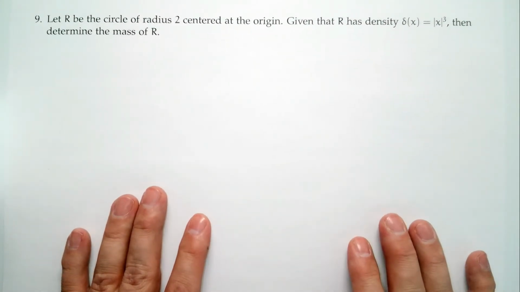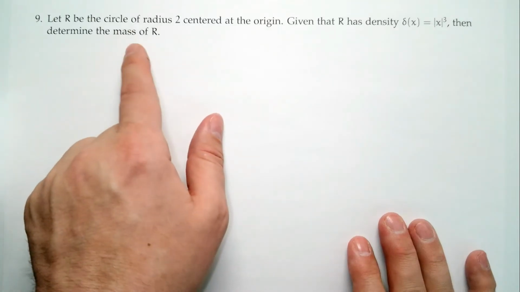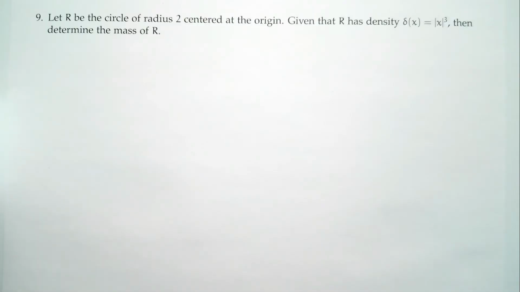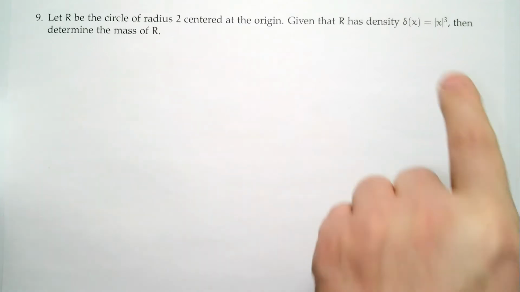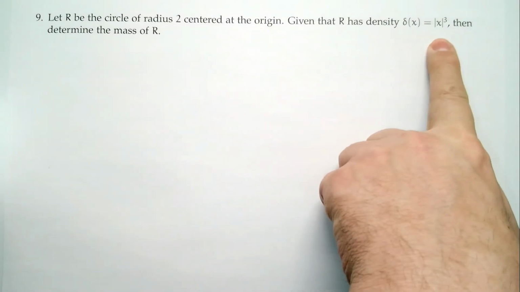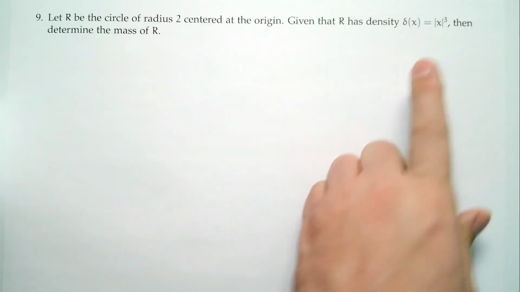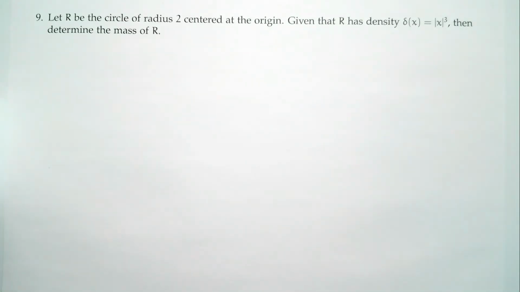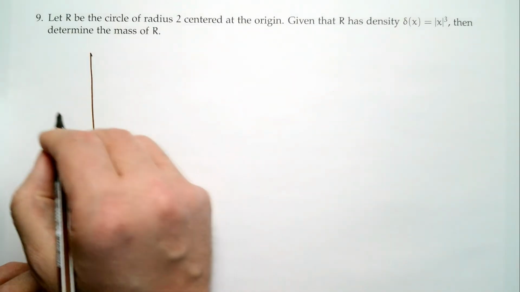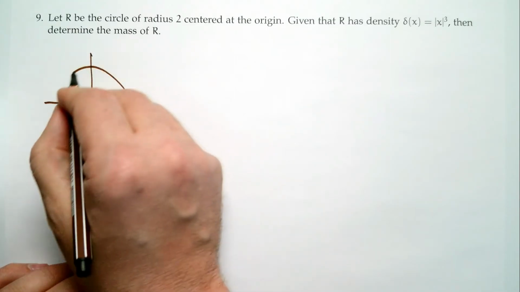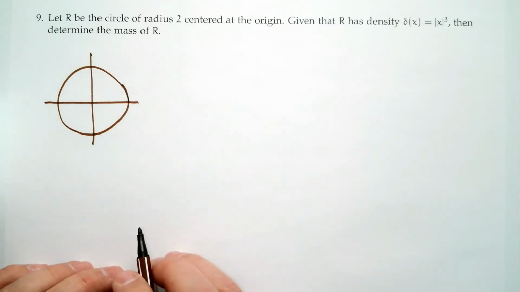Okay, oh, it looks like we get to do a mass problem here. Let R be the circle of radius 2 centered at the origin. Given that R has density, density of x is the absolute value of x cubed, then determine the mass of your region. All right, so this is kind of an interesting shape. It's a circle of radius 2 centered at the origin, which means it looks like a circle.